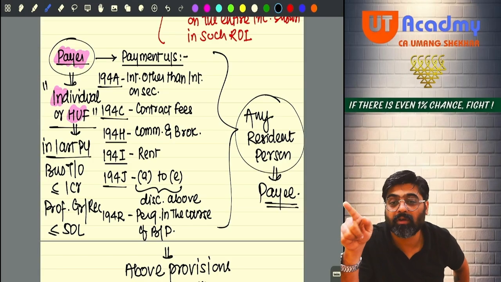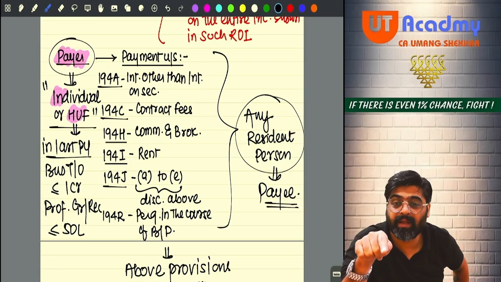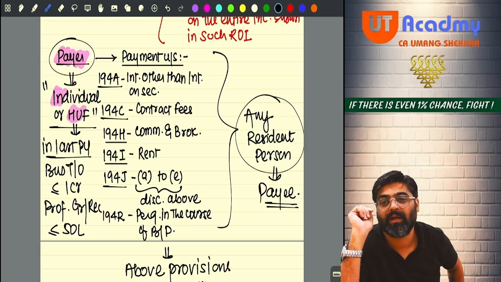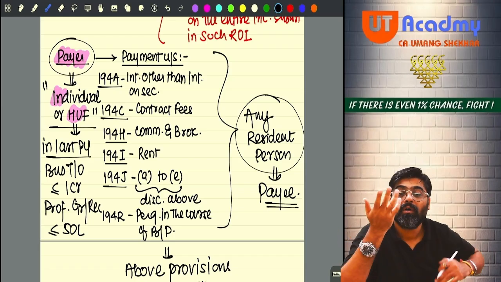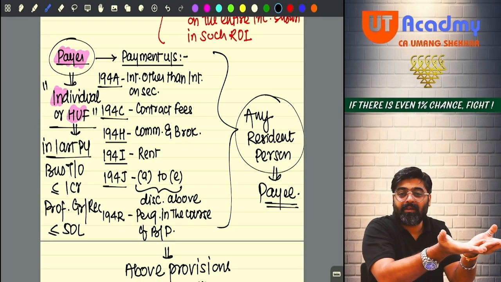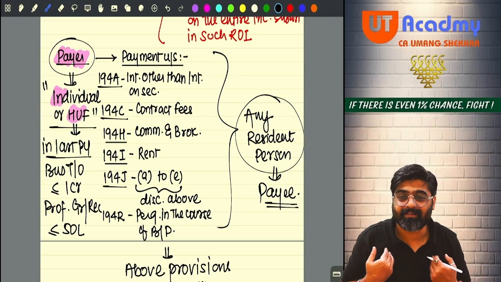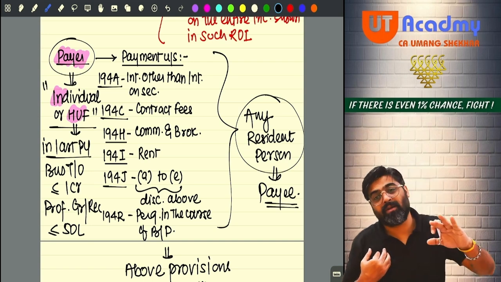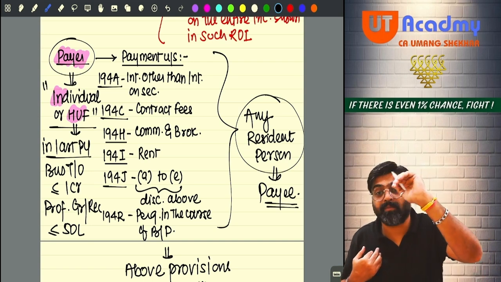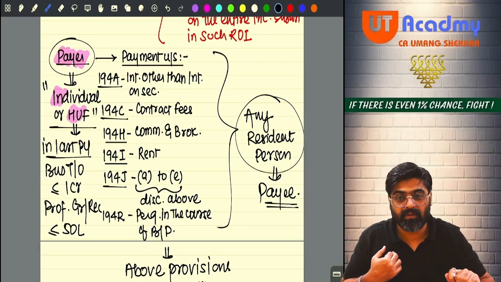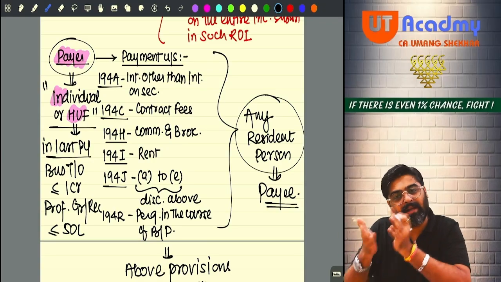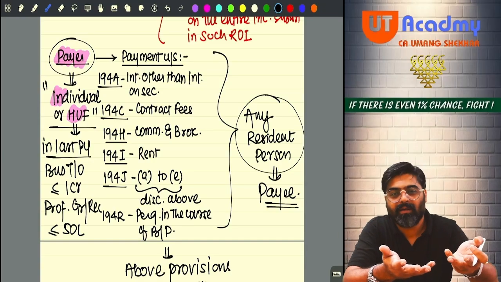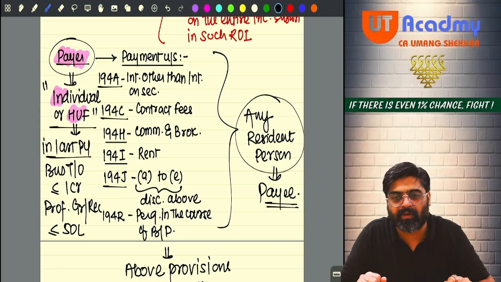Now tell me, if you are such an individual or HUF and you have made these types of payments in this year, and you have not deducted TDS, will there be a TDS default? The answer is no. There cannot be a TDS default if I am not liable to deduct TDS. If I am liable to deduct and I did not deduct, or I deducted and did not deposit on time, then there is a TDS default. But if I am not liable to deduct, and hence I have not deducted and deposited the TDS, you cannot tell me that I have committed a TDS default. Yes or no?